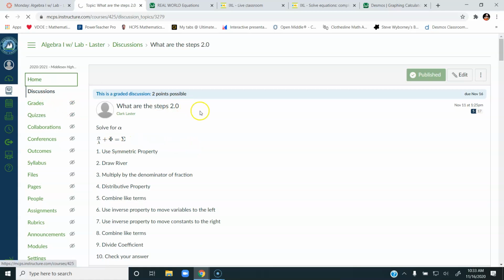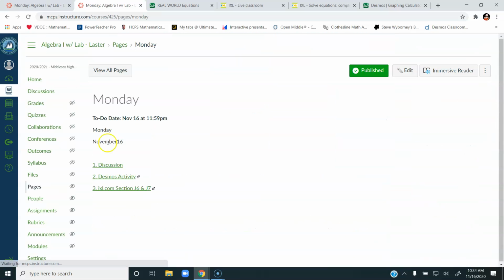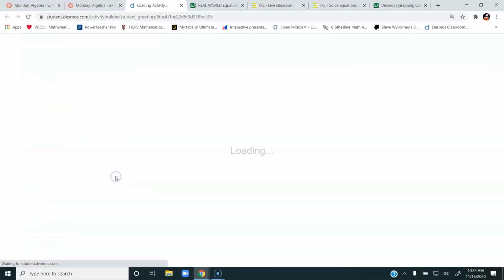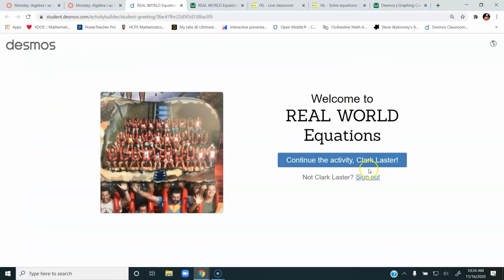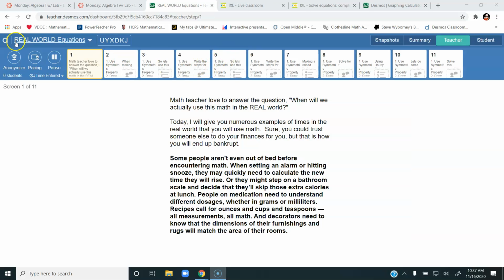So we'll go back to my home page, and I'll come here to Monday, and we're going to go to this Desmos activity. And in this Desmos activity, we are going to solve some equations. So let's go ahead and get into this activity.